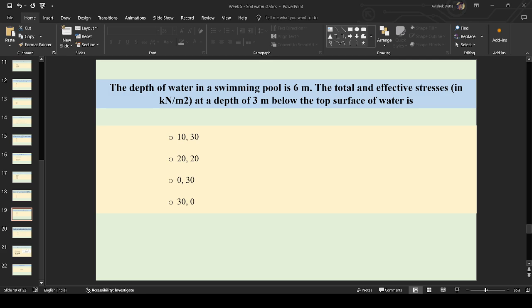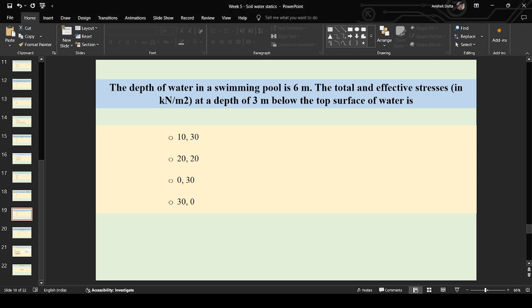I repeat, the depth of water in a swimming pool is 6 meter. The total and effective stresses in kilonewton per meter square at a depth of 3 meter below the top surface of water is. Options are 10 and 30, 20 and 20, 0 and 30 or 30 and 0.